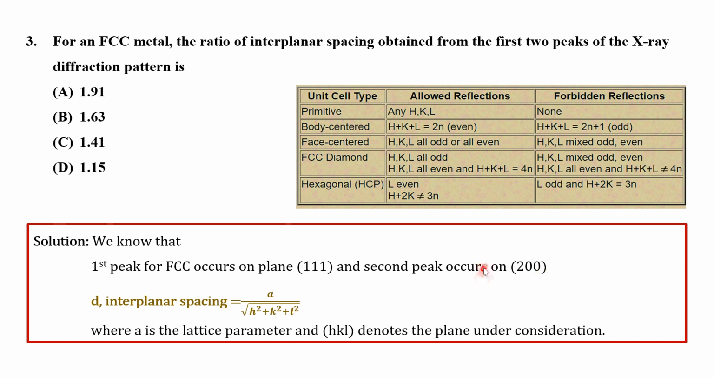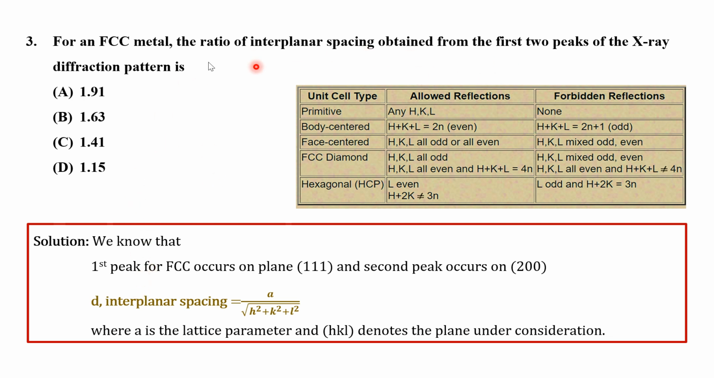So it's not just a combination of numbers. These numbers actually represent planes. Therefore, if you take 0, 0, 0, it will just be the origin itself. We don't have any specific significant plane for that. So the first plane that occurs is 2, 0, 0. And the interplanar spacing equation is given by a by root of h square plus k square plus l square, where HKL denotes the plane under consideration. And the a value is also known for the given unit cell.